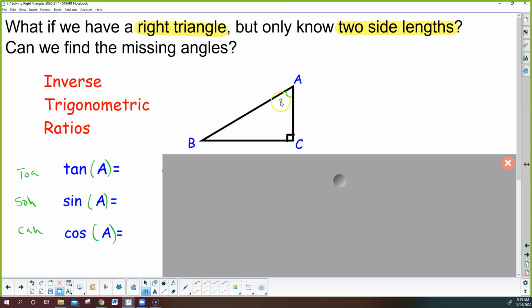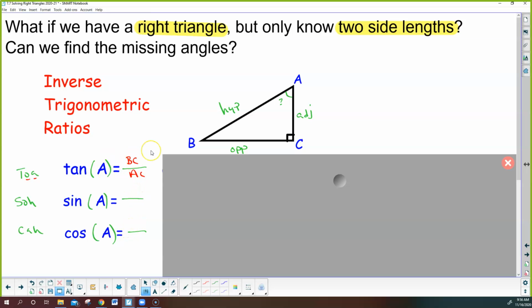First, I have to figure out the angle I want to know is angle A. So then I have to just identify what is the opposite of A, what is the hypotenuse, and what is the adjacent for A. So just like we did before. And then we're going to set up those ratios. So what was tangent? Well, that's TOA. Tangent is the opposite side. In this picture, it's BC. And the adjacent side is AC.